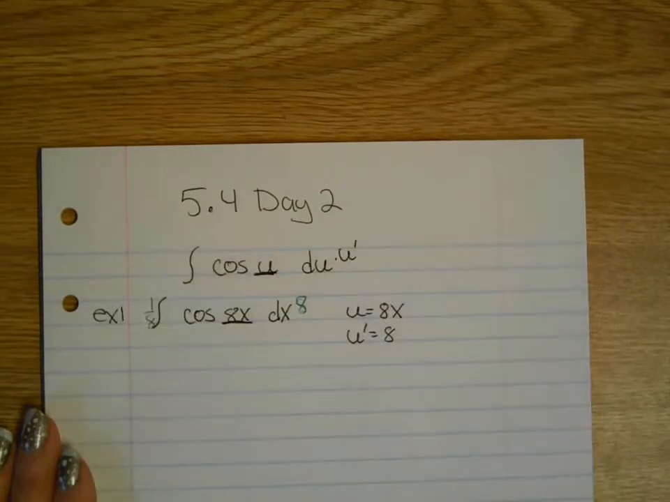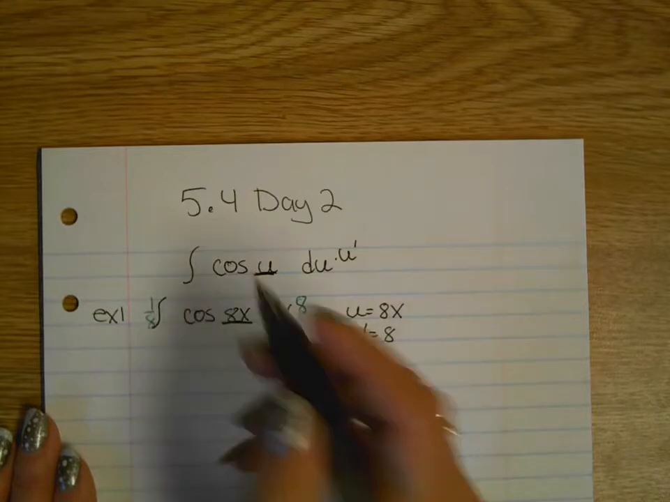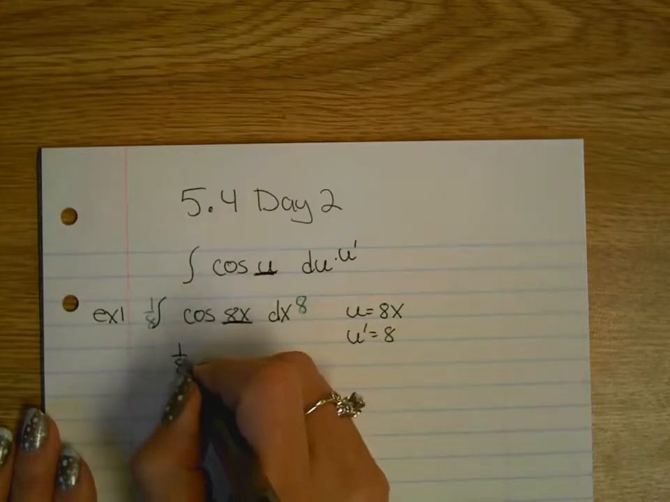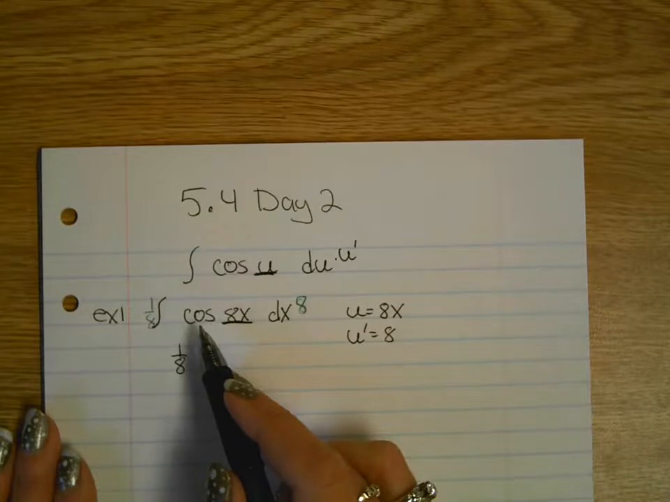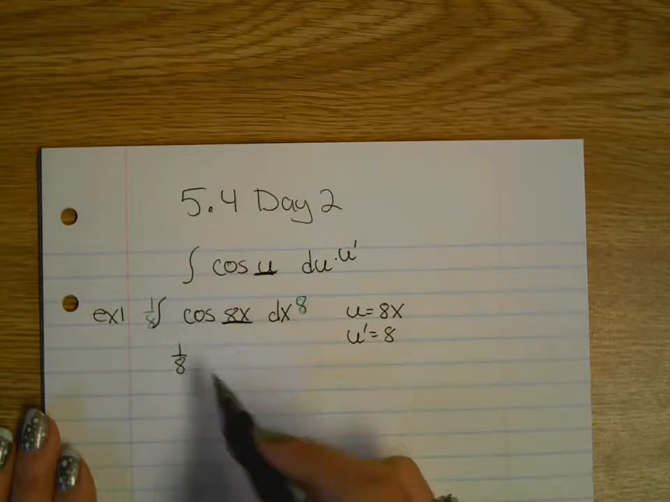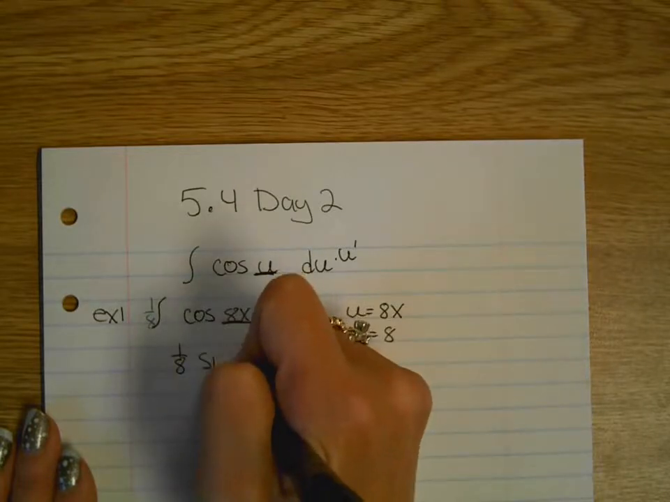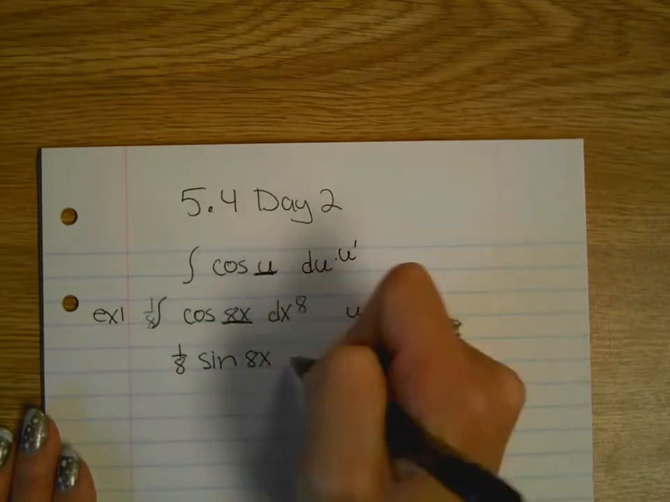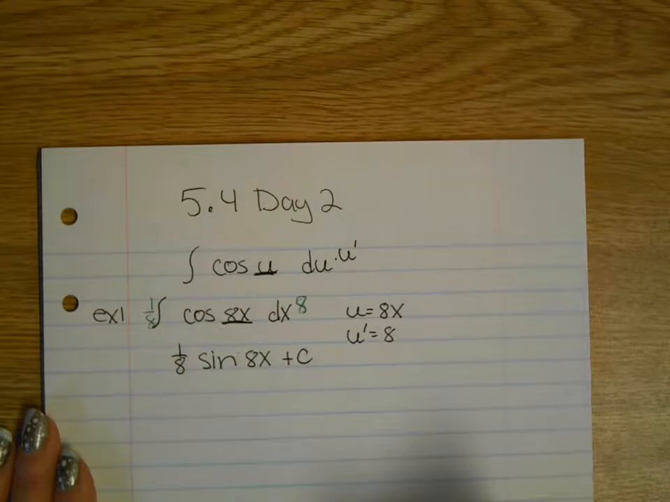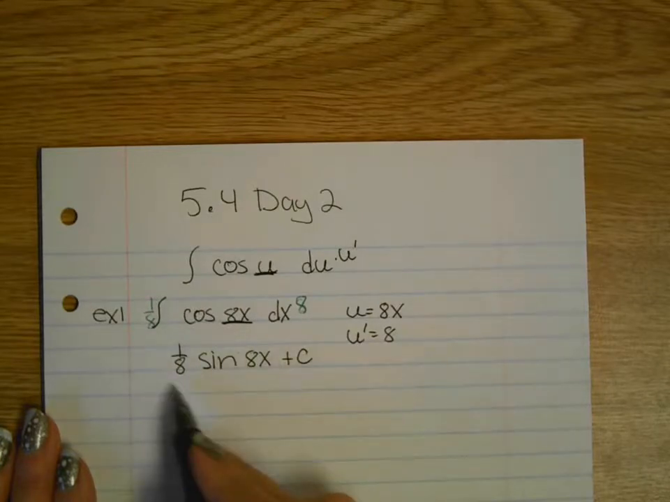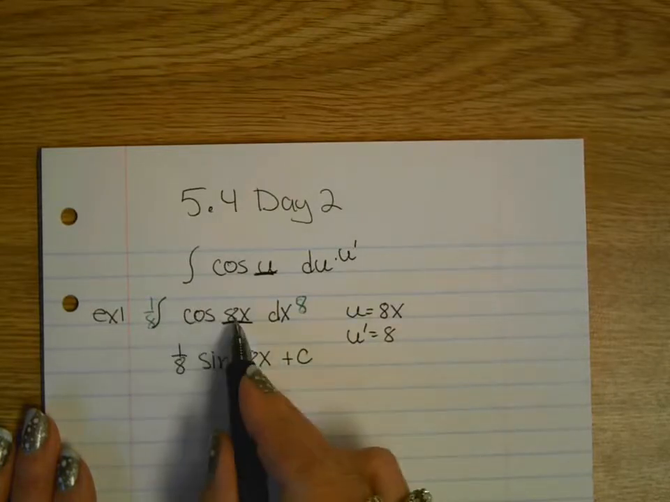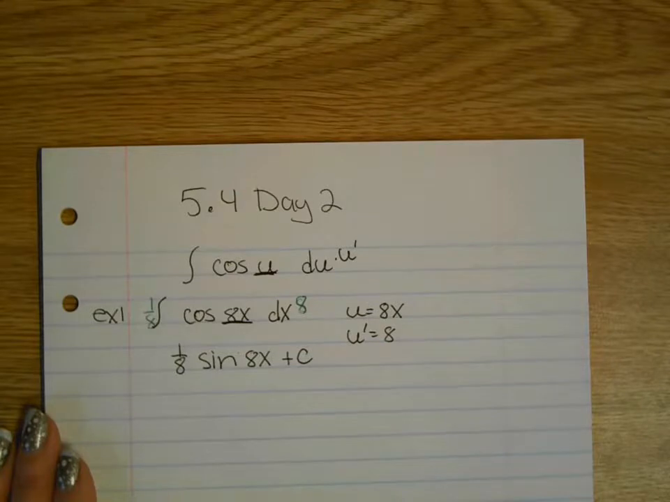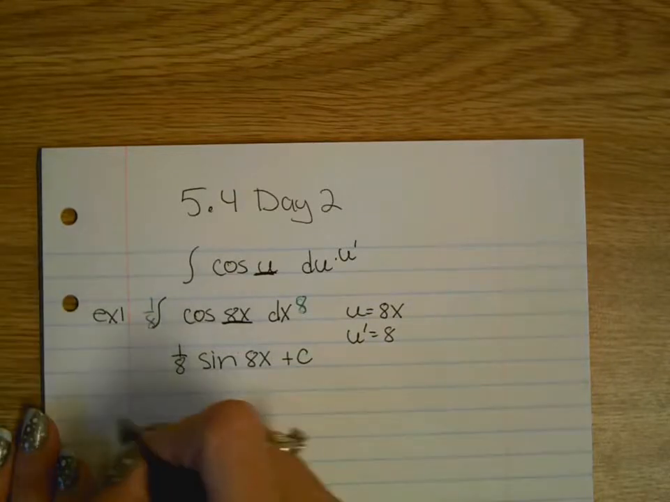I'll hit it with a 1. And now that 1/8 carries along. And then I ask myself, what has cosine as its derivative? Well, that's sine. And you never change the angle. And then remember your plus c. So if I was to do the derivative of this, I would get that back. Let's try another one.